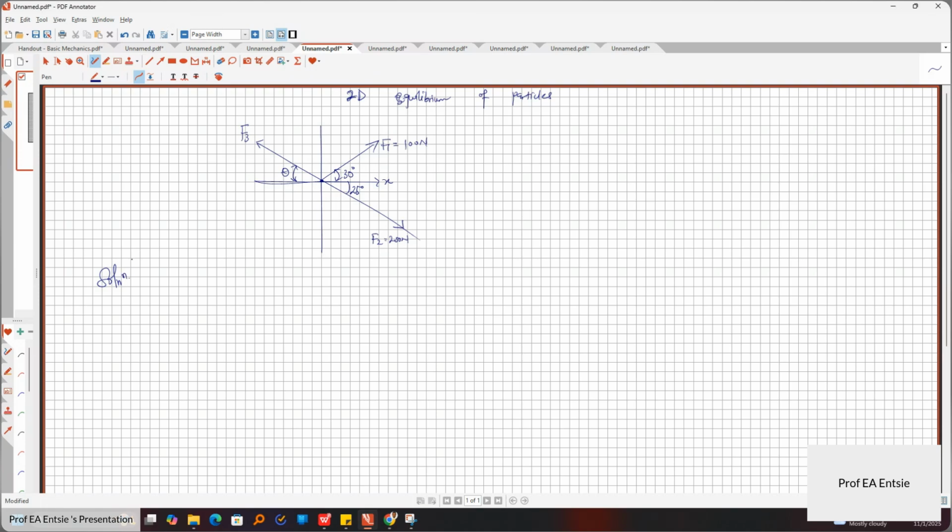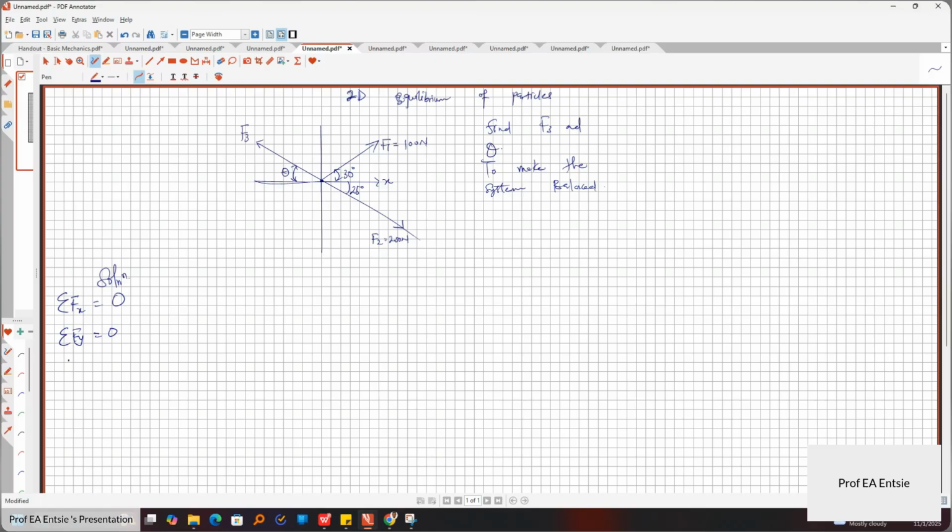You start to resolve. They are saying we should find F3 and theta to make the system balance. So that's basically what you are going to do. So it means that if this should be balanced, sigma Fx should be zero, sigma Fy should also be zero.